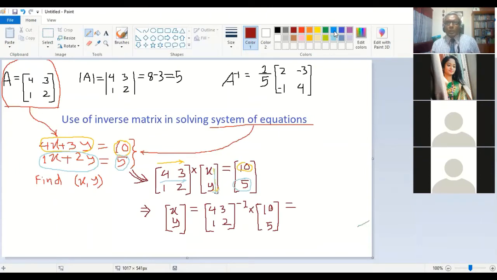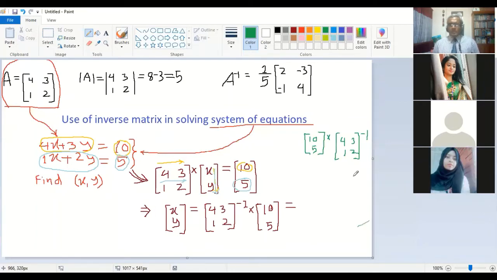Yes, sir. Okay, let me tell you another important thing. If you write on the right side [10; 5] first, and then the inverse matrix, [10; 5] into the inverse of [4 3; 1 2], will it be okay or will it be wrong? I think they are the same. Everyone is saying it is the same. Yes, sir. No, sir. It's not the same.